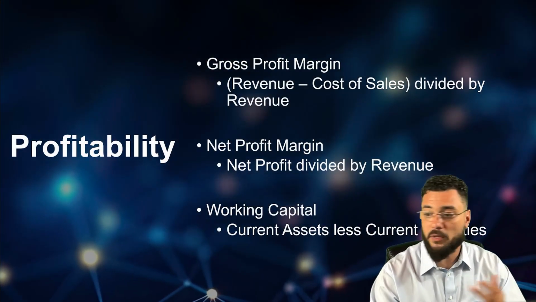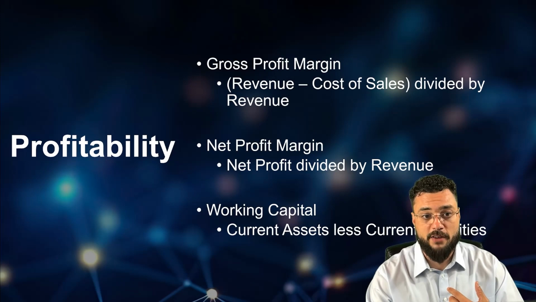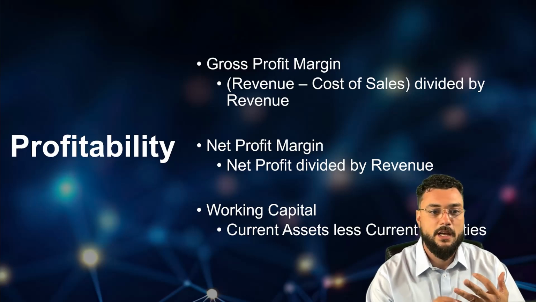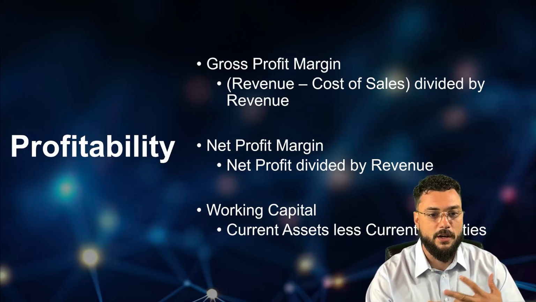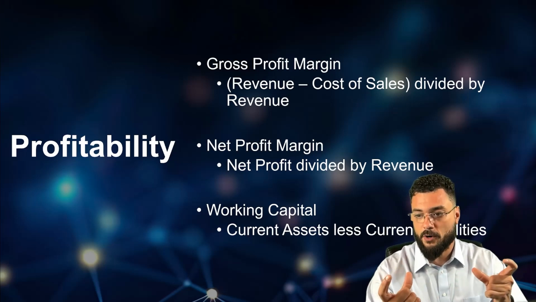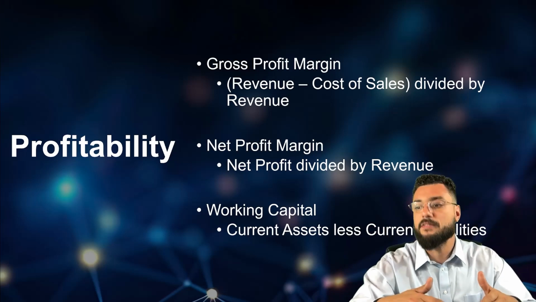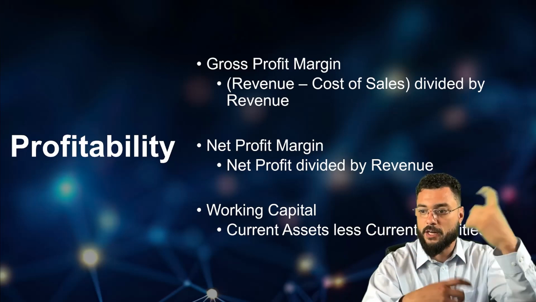You also have profitability. So we already talked about gross profit margin, which is revenue less cost of sales divided by revenue again, and that'll give you that percentage. Net profit margin divided by revenue, which is important. So it's like your gross margin, but your net margin is after everything, what's left over divided by revenue.